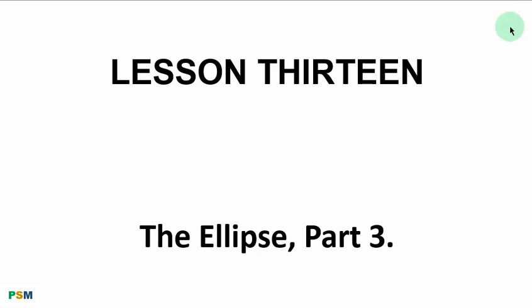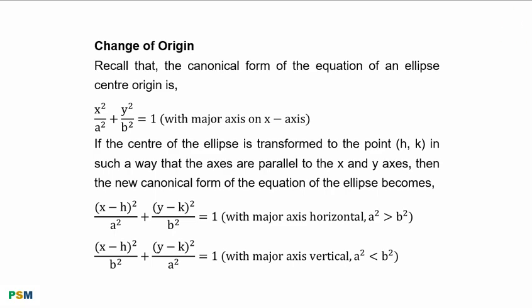Lesson 13, the ellipse, part 3. Change of origin. Recall that the standard form or canonical form of the equation of an ellipse with center at the origin is given by this form with major axis on the x-axis. Center origin means (0, 0).